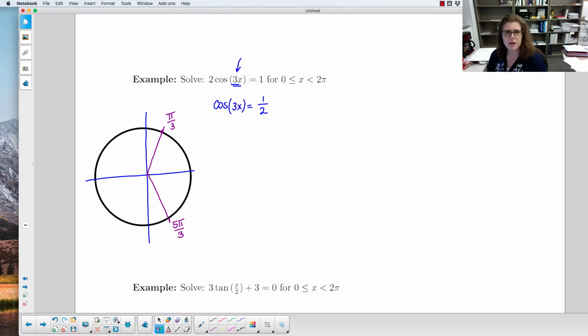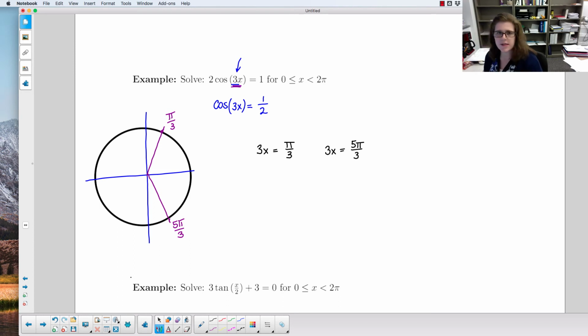Now, here's where things get a little bit different because I don't have just plain old x in there. Whatever that angle is, the cosine of that angle gives me 1 half when the angle is pi over 3 and 5 pi over 3. So what I'm going to do is take that angle and set it equal to pi over 3 and 5 pi over 3. It's not just x in there anymore, it's 3x. So that means that 3x has to equal pi over 3, and that 3x has to equal 5 pi over 3.